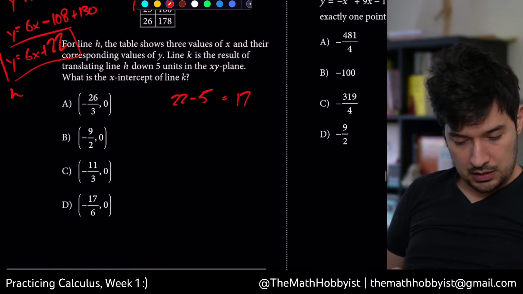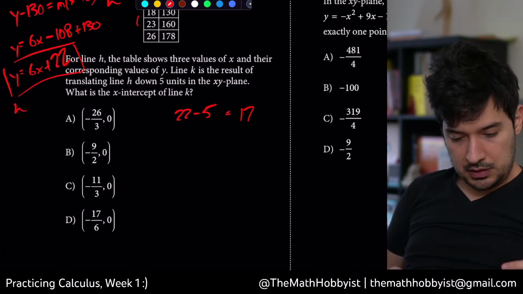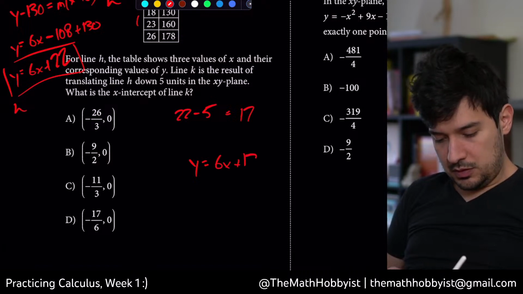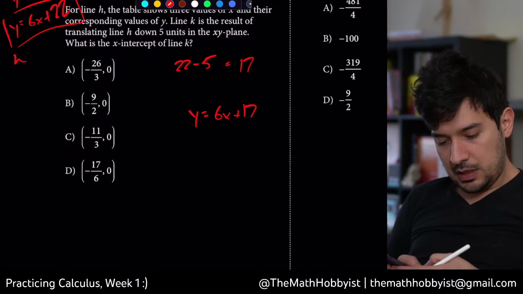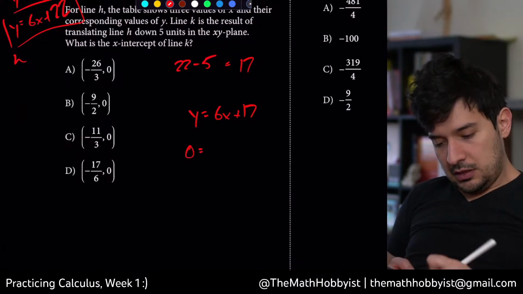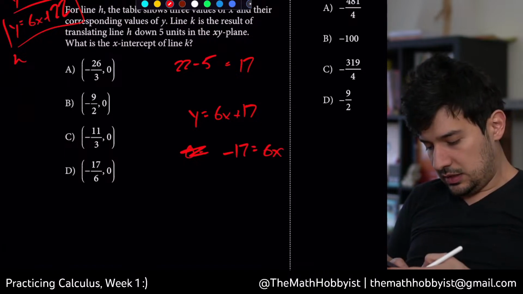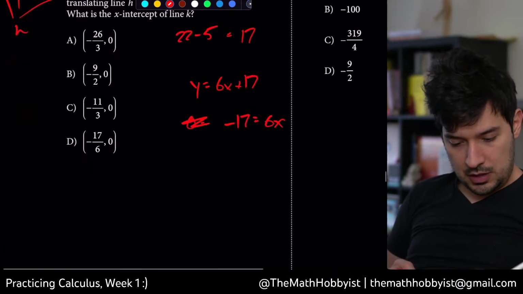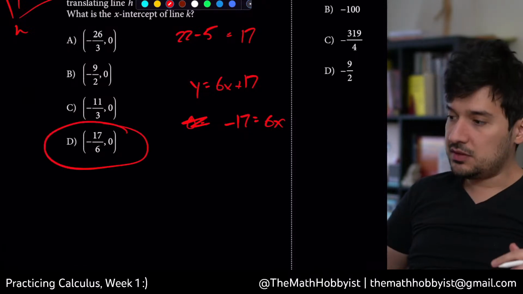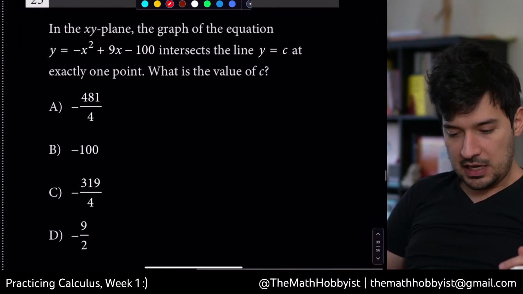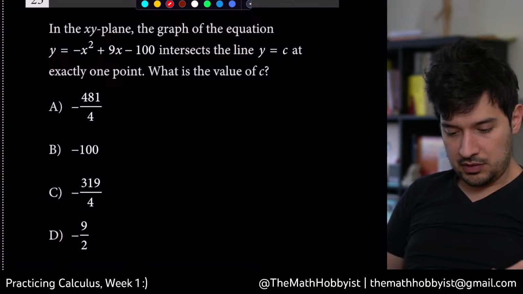So that's the y-intercept. So here's our new equation. If y is 0, then we have negative 17 equals 6x. Okay, yeah, negative 17 over 6, comma 0. There's our answer.